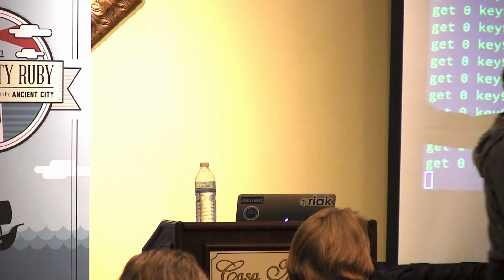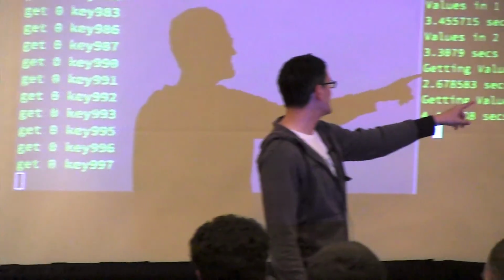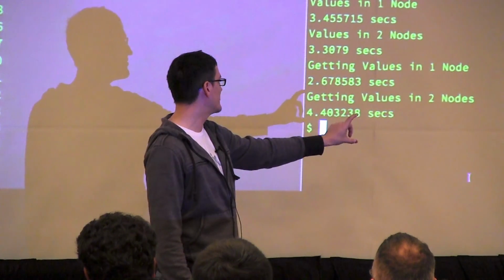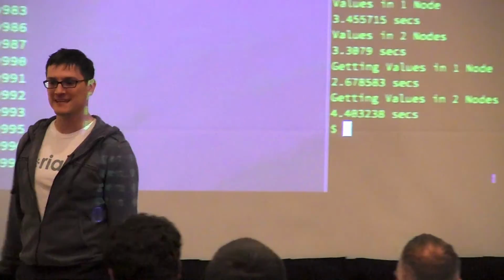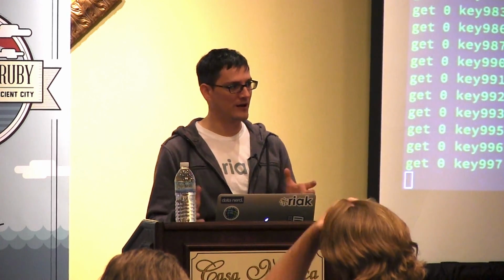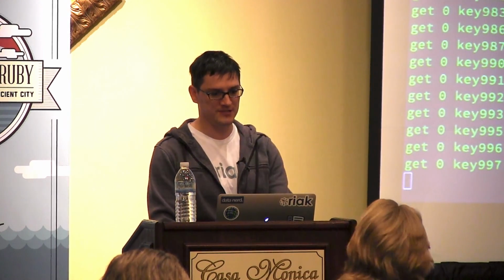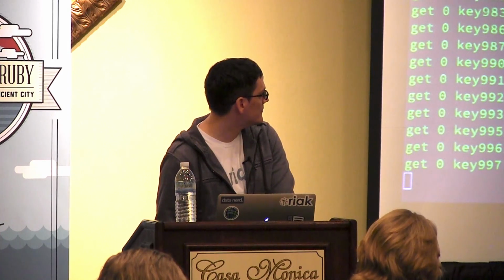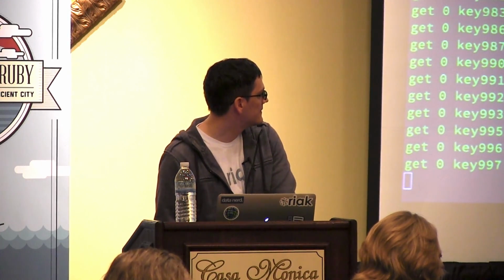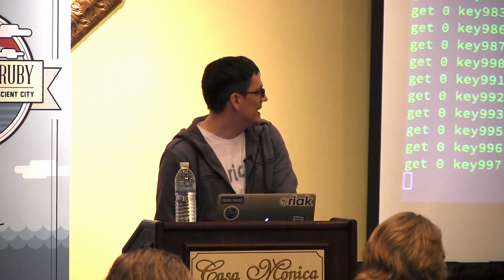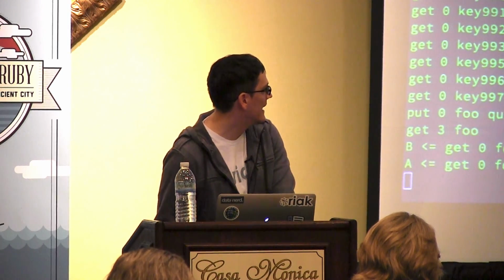Now if you will notice, it took double the time to get values from 1 node versus getting the values from 2 nodes. That is almost exactly what you would expect it to be the case. However, since you've gotten a value from 2 nodes, you can be a little more confident that the value you're getting is the most recent one. But there's a problem with what we've done so far, and it's this.